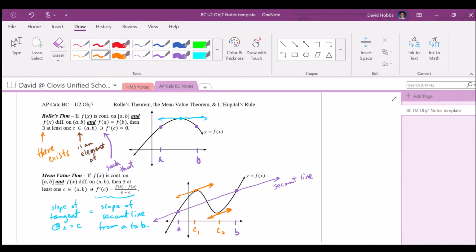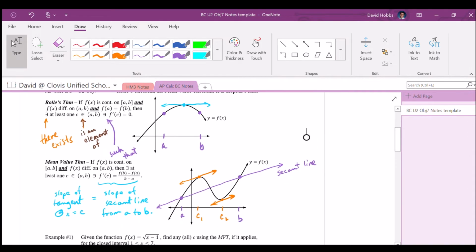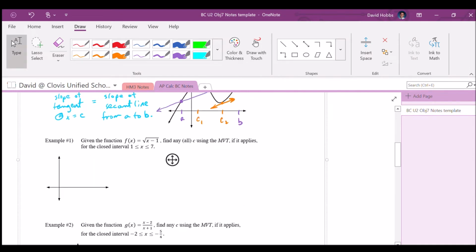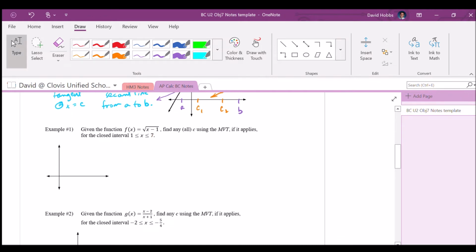Okay, and there are all kinds of applications for the mean value theorem. We're not going to get into all the applications in these notes, but we're going to solve for c on a couple of these. So, given the function f of x equals root x minus 1, by the way, we need to know if the mean value theorem even applies.